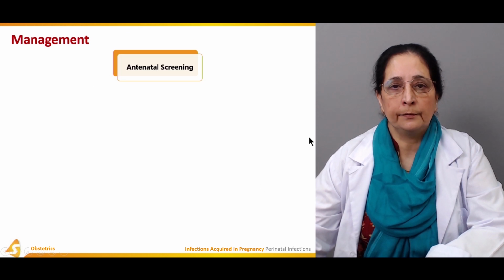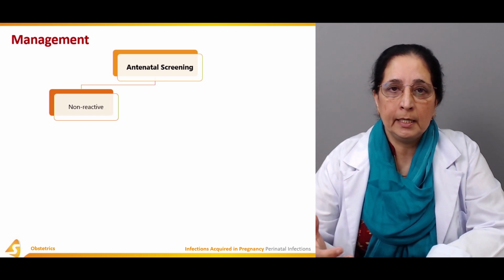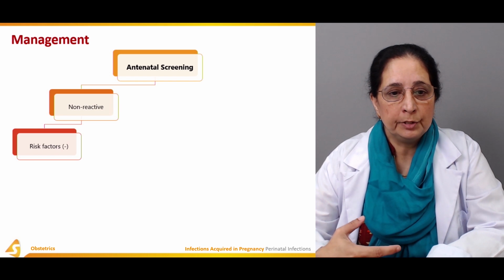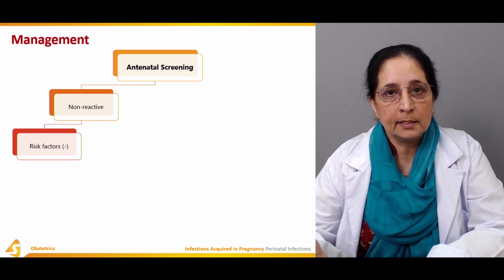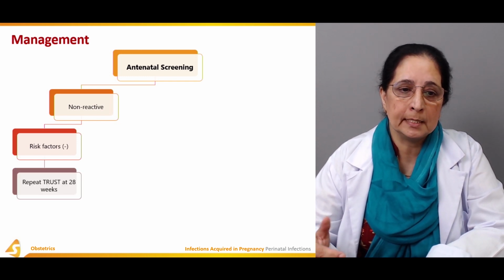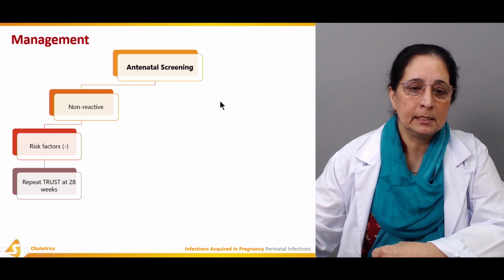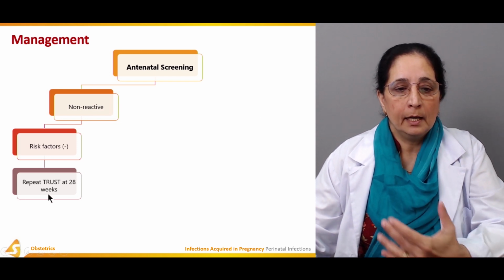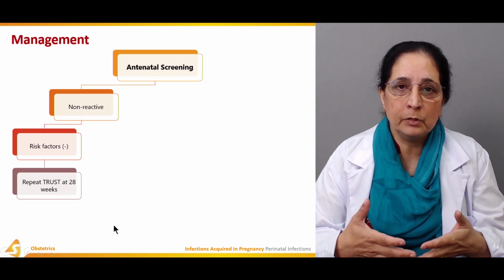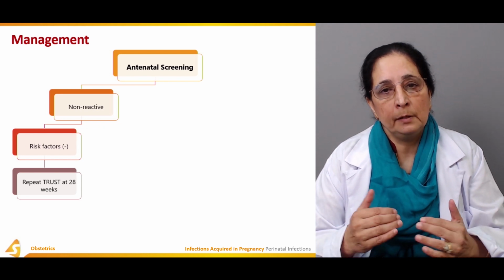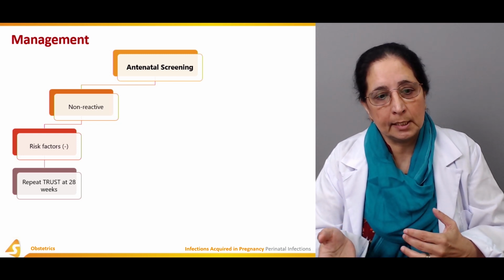Management of syphilis: antenatal screening is performed. If antenatal screening is non-reactive, we should look at whether risk factors are present or not. If no risk factors are present, then you should repeat the TRUST test at 28 weeks. TRUST stands for toluidine red unheated serum test. It's the test done for the diagnosis of syphilis, and if risk factors are negative, it is repeated at 28 weeks.